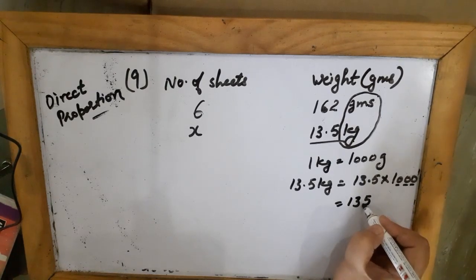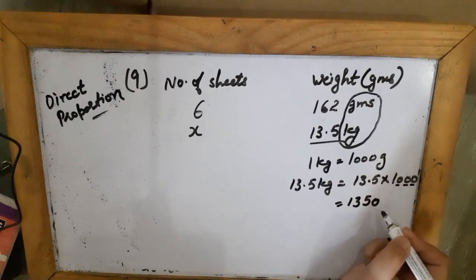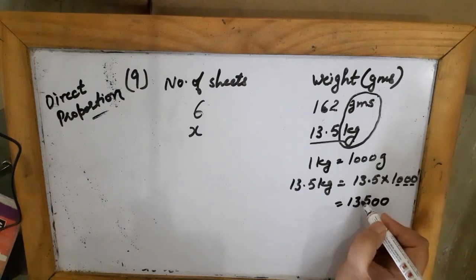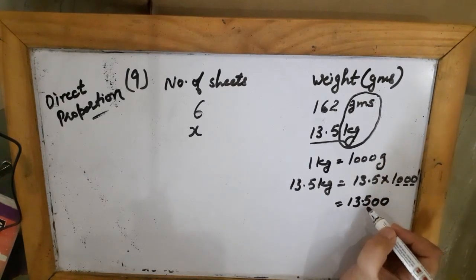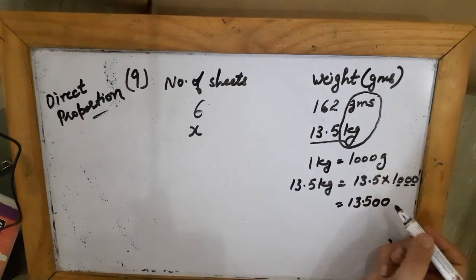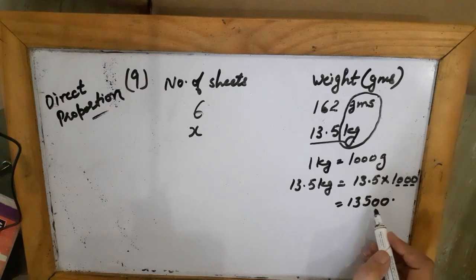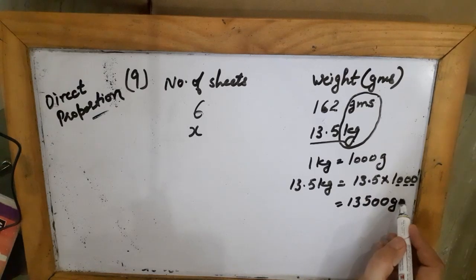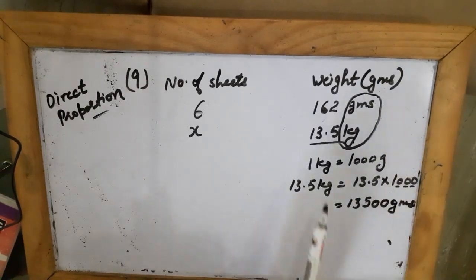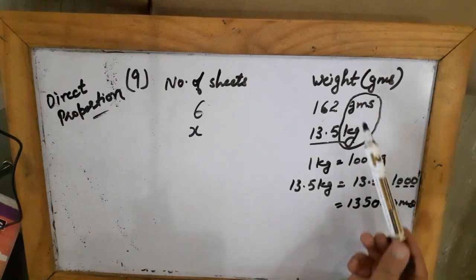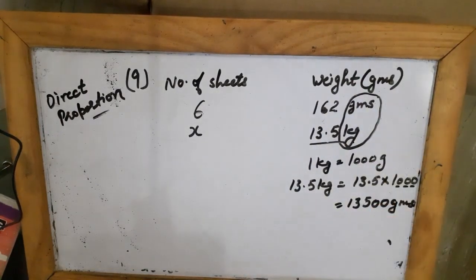So 1 place, 2 place, 3 place. पहले वो यहाँ था, ठीक है, अब 3 places आगे बढ़ जाएगा, so it will come here. Okay, so it will become 13,500 grams. So it means this 13.5 kilograms I have converted into grams, so that both the units are same.